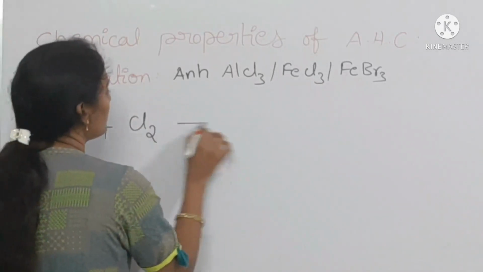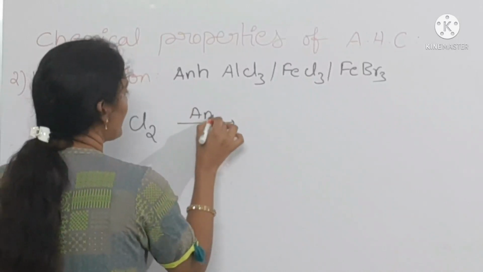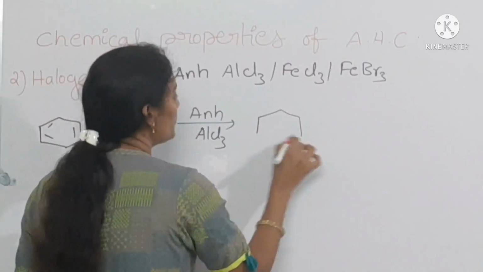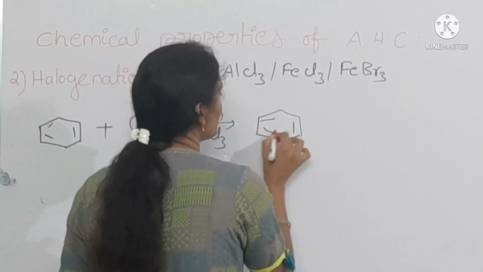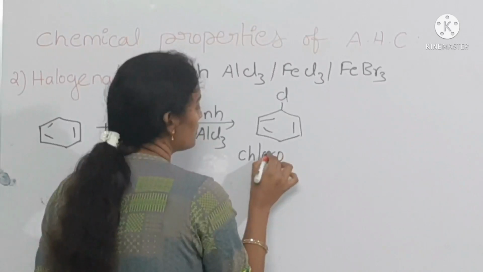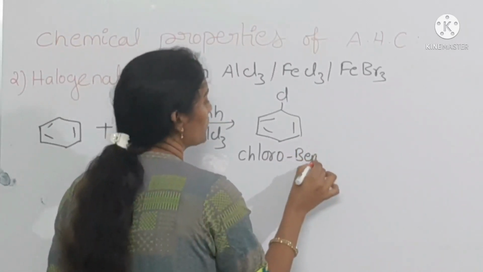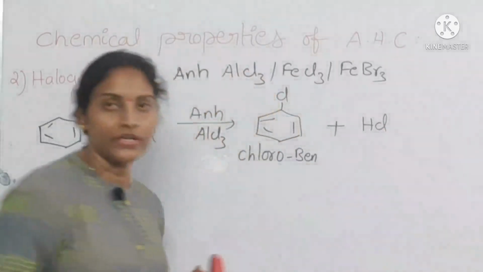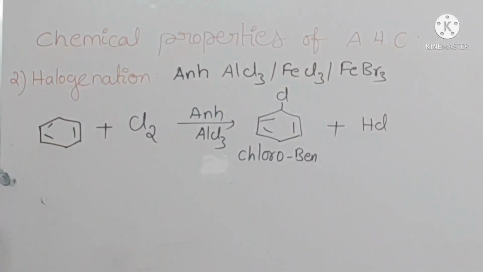Benzene reacting with chlorine, in the presence of anhydrous AlCl3, chlorobenzene will be formed. This is the chlorobenzene, plus HCl gas will be liberated. HCl will also be formed.